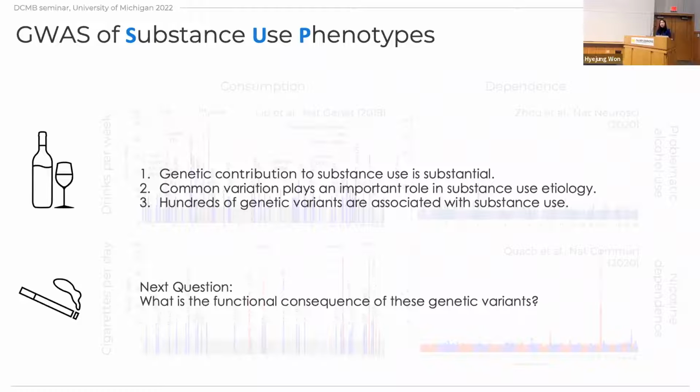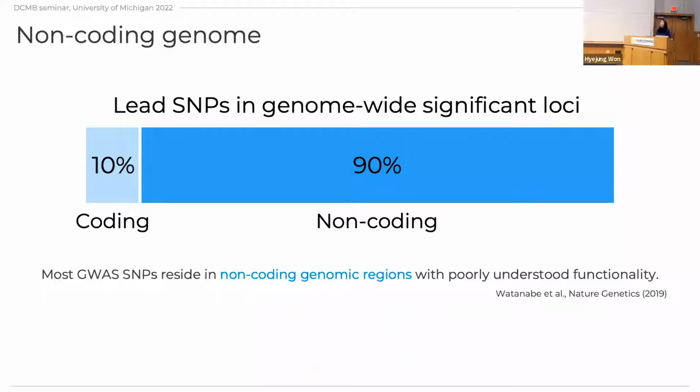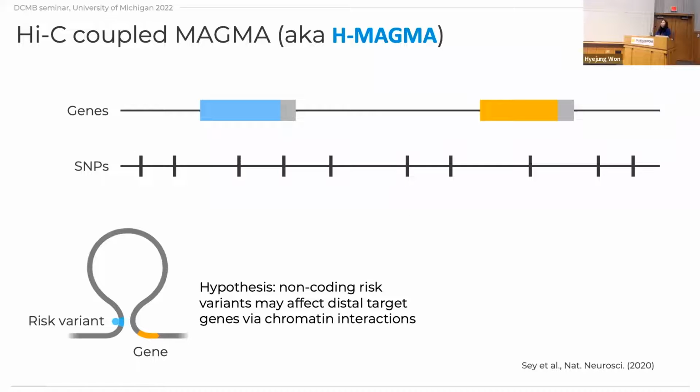And this is a very central question in the field, largely because the majority of the variants that we identify from these GWAS are coming from the non-coding region of the genome that we do not really know how to interpret very well. And my lab has been built upon the three-dimensional chromatin structure.